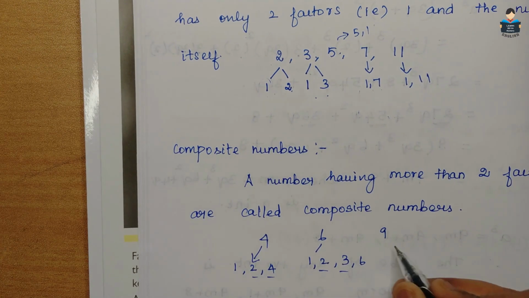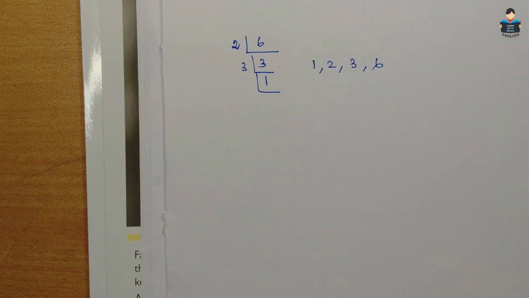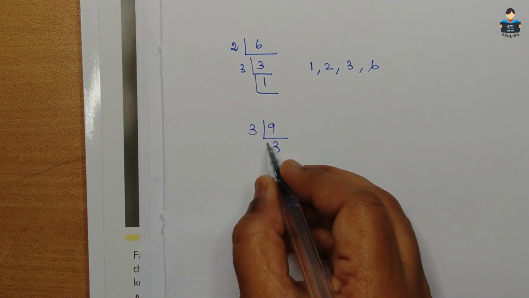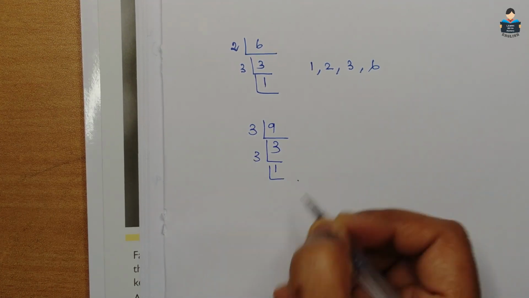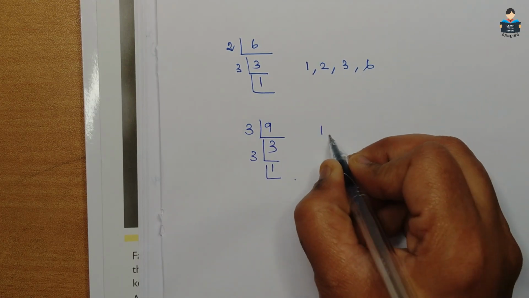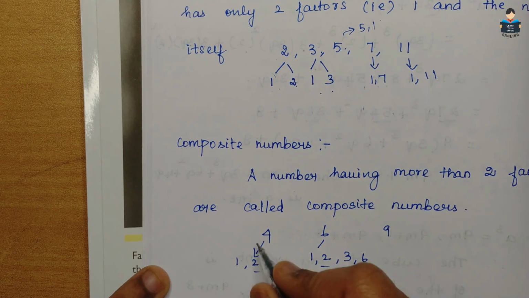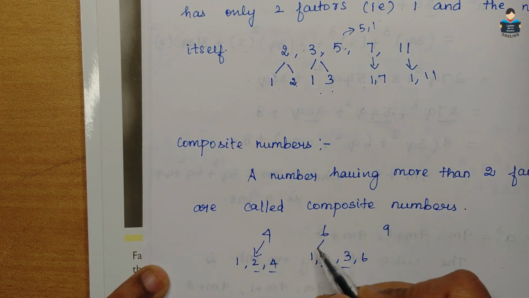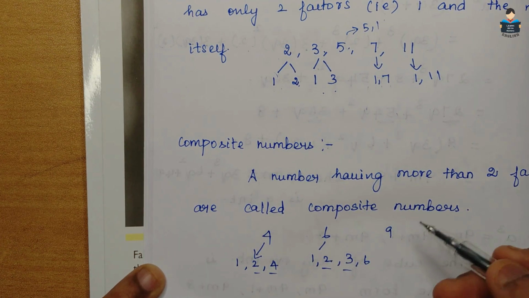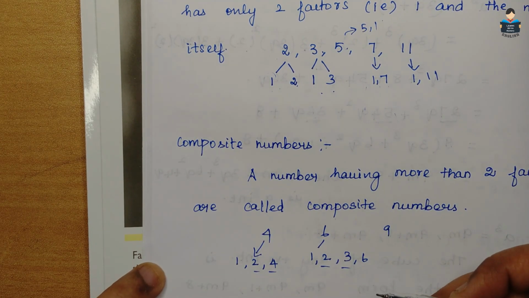Similarly for 9, 3 times 3 is 9. So when they ask for factors of 9, we can write 1, 3 and 9. When we check with these numbers, that is 4, 6, 9, we can say that these numbers have more than two factors. So those numbers are called composite numbers.